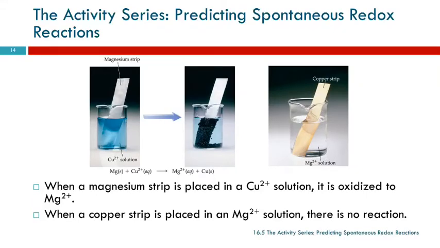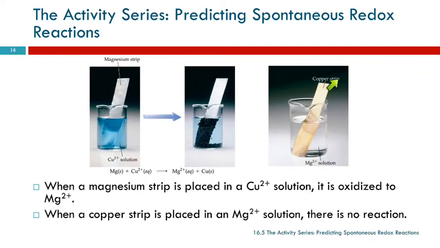If we take a strip of nice shiny magnesium and put it into a solution containing copper ions and give it a few minutes, we find that the magnesium gets this kind of fuzzy black stuff growing on it. What's happening is that the magnesium metal is becoming magnesium ions and is dissolving. The copper ions that were in the solution are becoming copper metal and are depositing on the magnesium. And that happens spontaneously. You don't have to do anything to it.